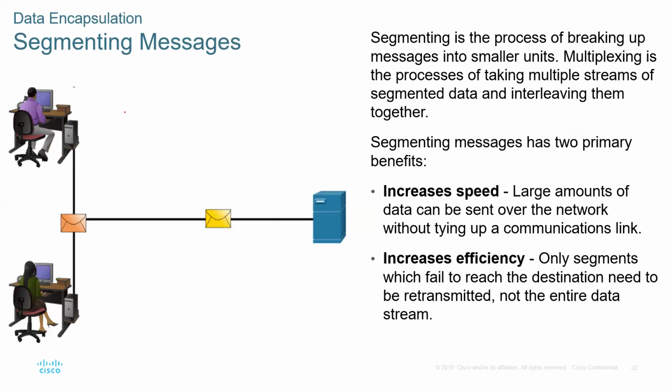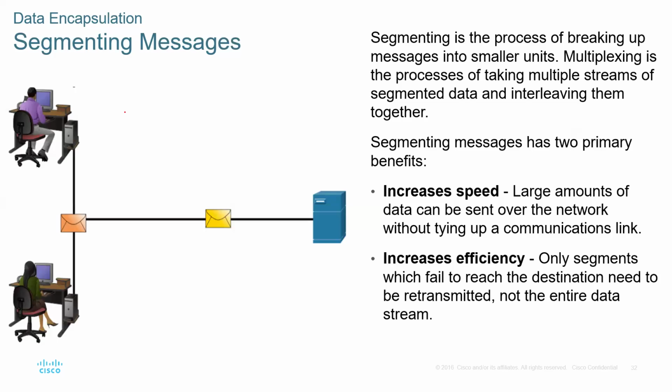Large amounts of data can be sent over the network without tying up a communication link. Increased efficiency: only segments which fail to reach the destination need to be retransmitted, not the entire data stream. I think I'd explained that one.